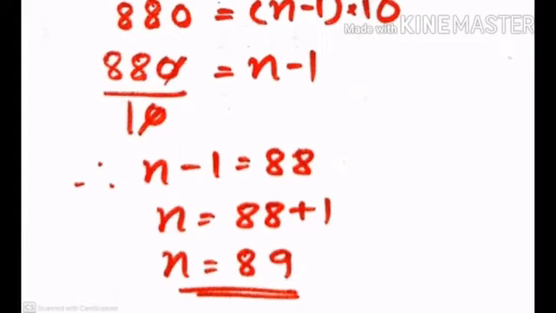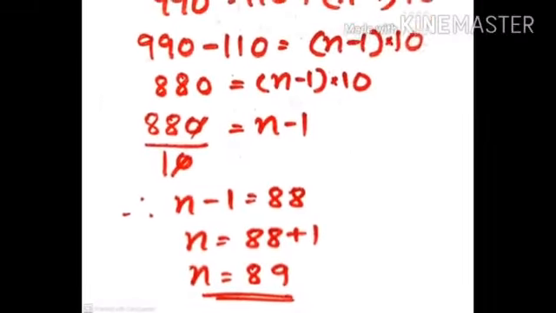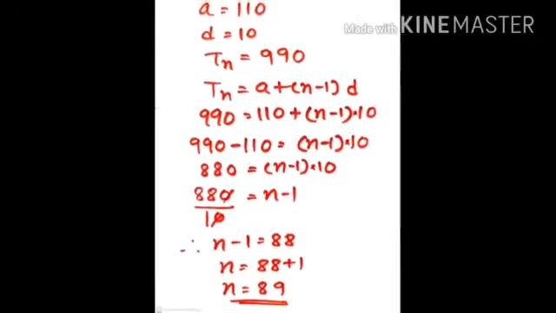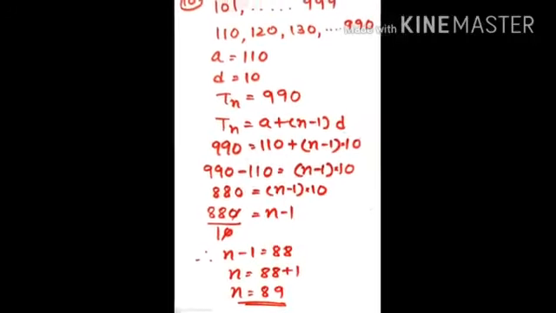So in total there are 89 terms in this AP. Now what do we want to find? The sum of all these numbers. So we have to find S89 using our sum of the terms formula.